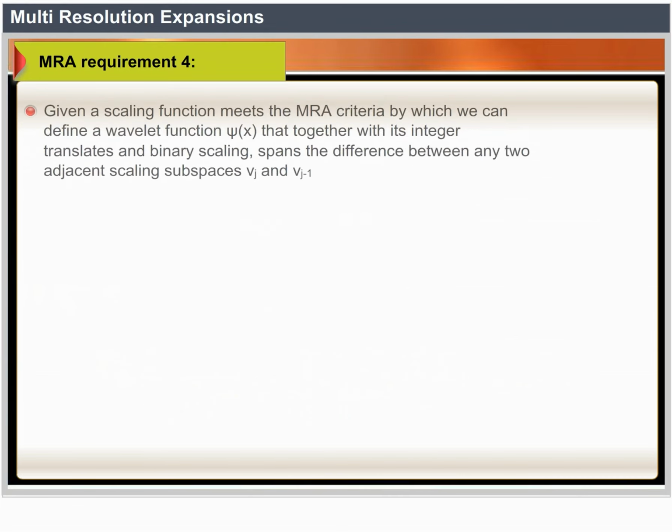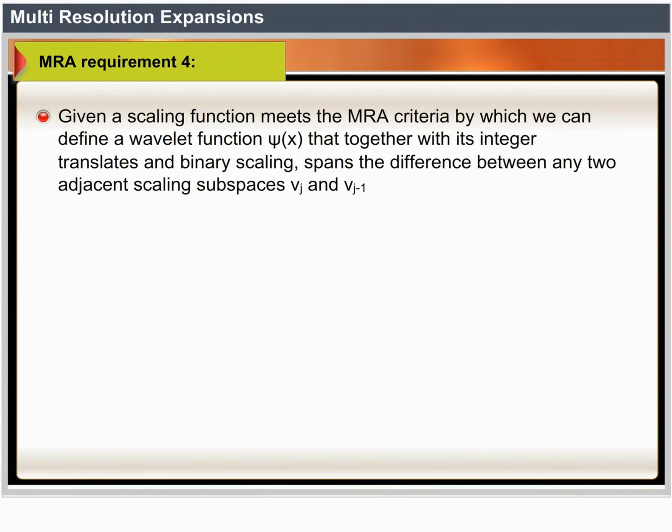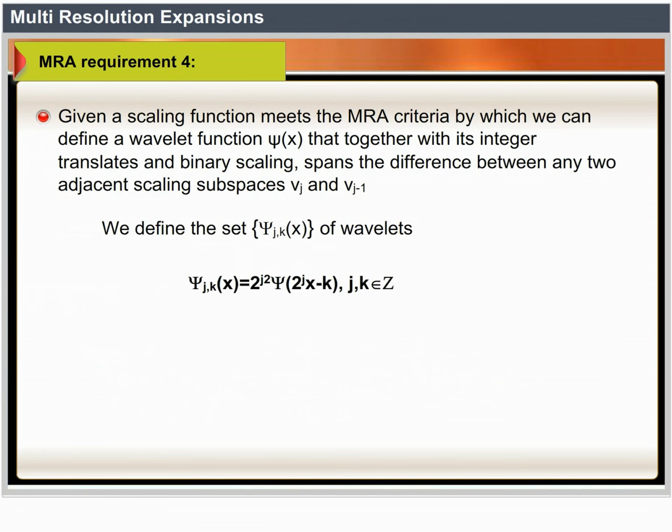Given a scaling function that meets the MRA criteria, we can define a wavelet function ψ(x) that, together with its integer translates and binary scalings, spans the difference between any two adjacent scaling subspaces Vj and Vj plus 1. We define the set ψ_jk(x) of wavelets, as shown, that span the Wj spaces, as with scaling functions, as shown.